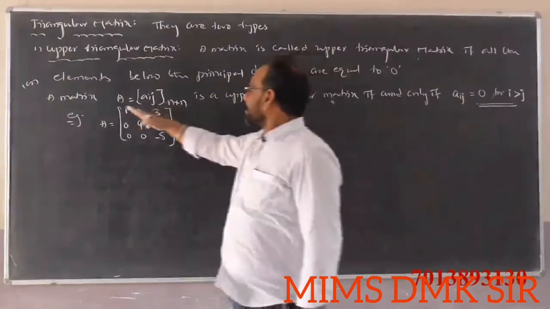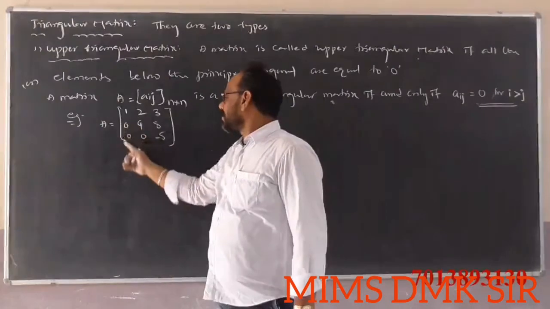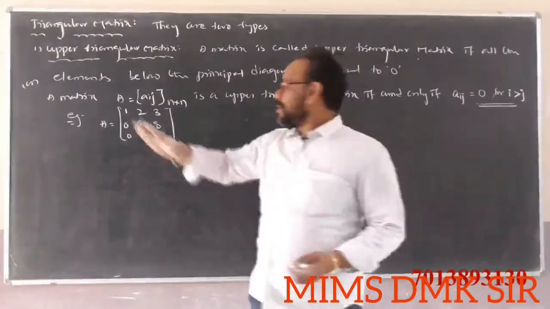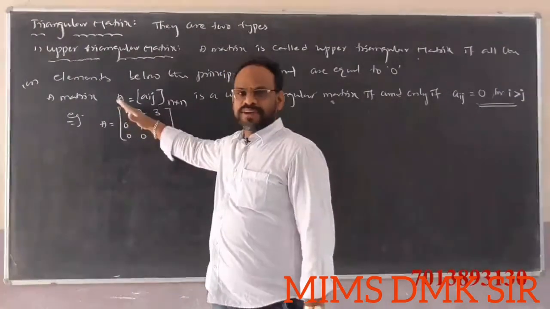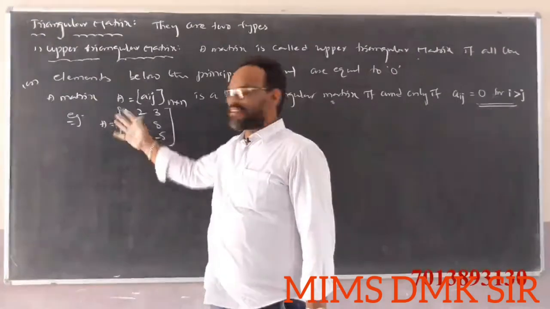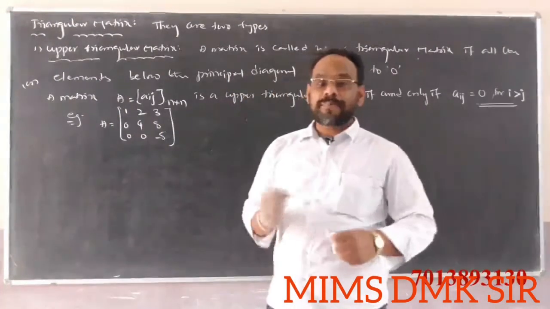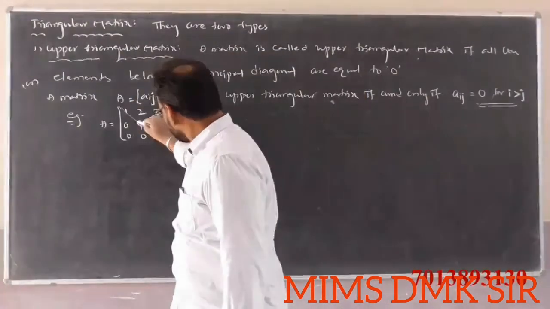All the elements below the principal diagonal are zeros. This is the principal diagonal. Clearly we know that this is the principal diagonal. Below the principal diagonal, the element values are zeros, then the matrix is called what? Upper triangular matrix. Observe here, clearly it will form one triangle.